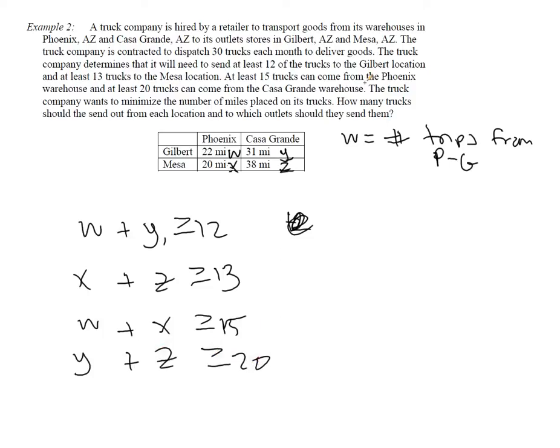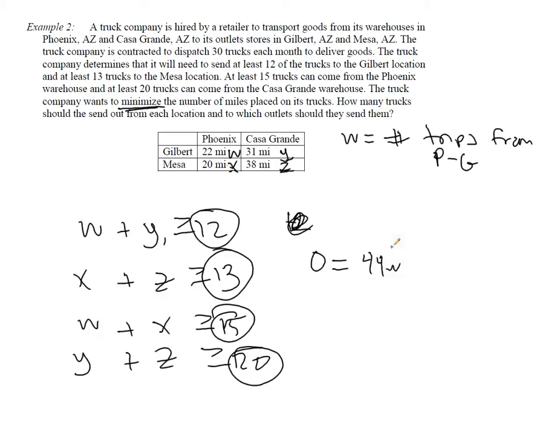The objective is they want to minimize, keyword, the number of miles placed on its trucks. By the way, all the constants are positive values. So the number of miles, well, we're going to have 22 for a one-way trip. So that means that the objective function, which we'll call O, will be 44W for a round trip, plus 40X, because each trip from Phoenix to Mesa will be 40 miles, plus 62Y plus 76Z.